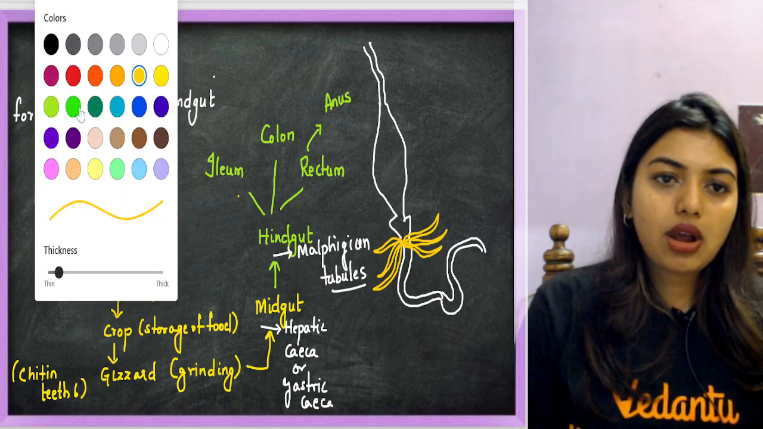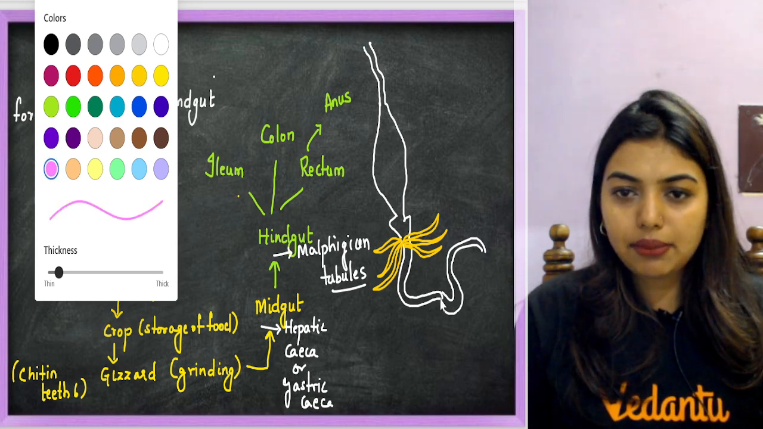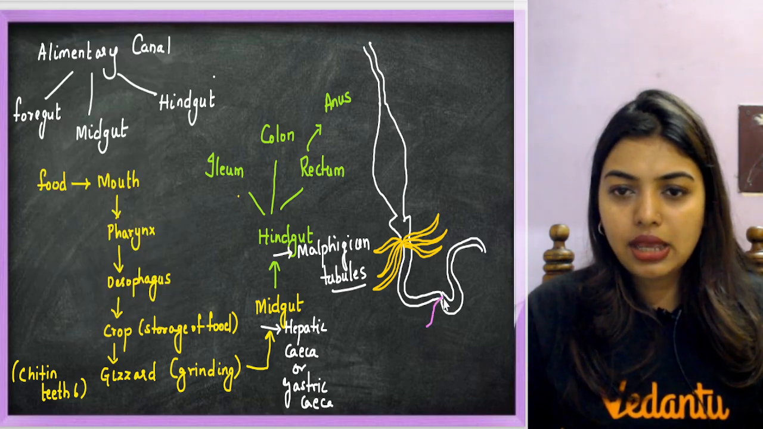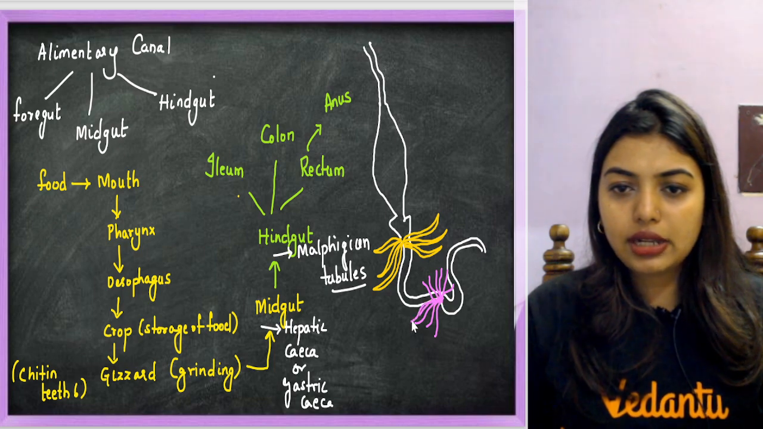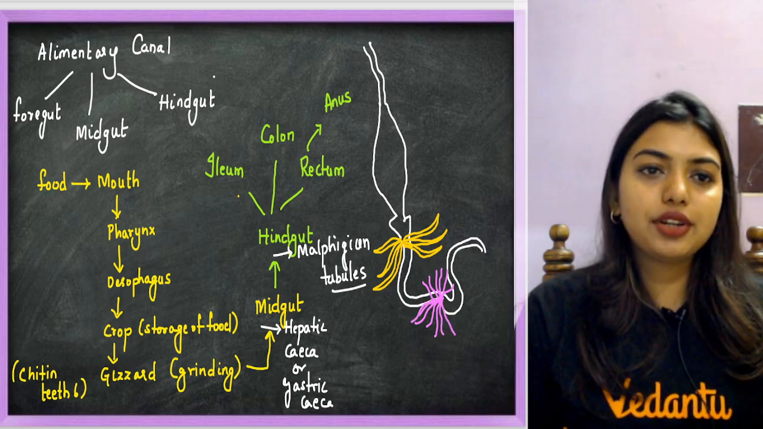Now after that, when you come down between the midgut and the hindgut, you will see Malpighian tubules, and this is more in number. So obviously I cannot draw that much. This more in number is going to be around 100 to 150 of them.